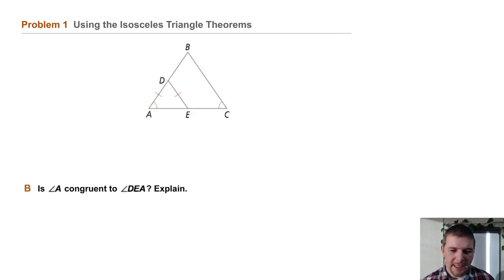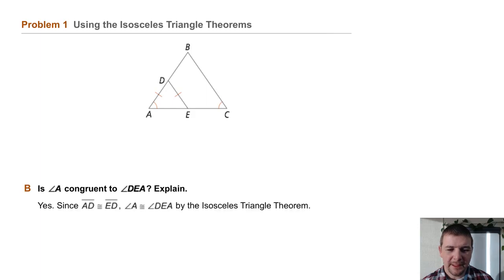Part B. Is angle A congruent to angle DEA? Explain. Yes, since segment AD is congruent to segment ED, angle A is congruent to angle DEA by the Isosceles Triangle Theorem.